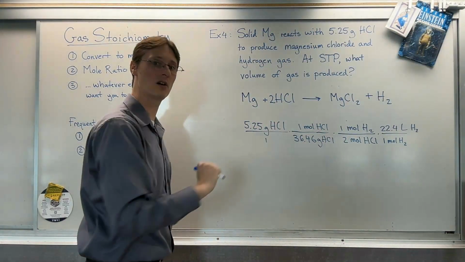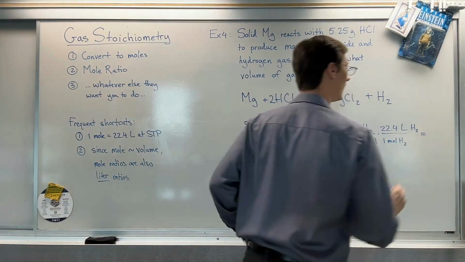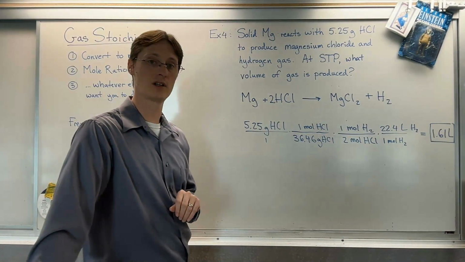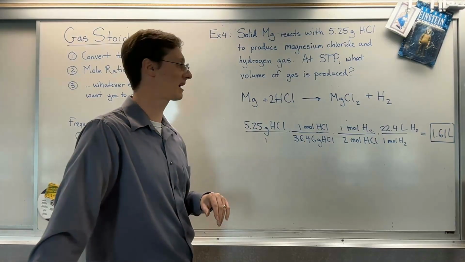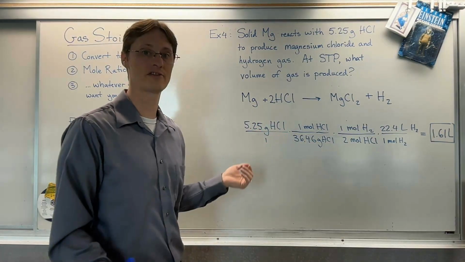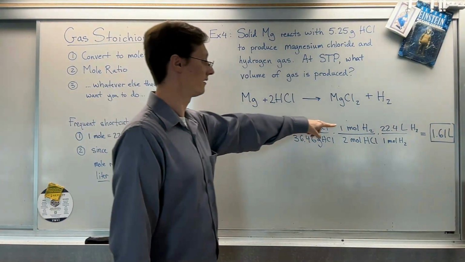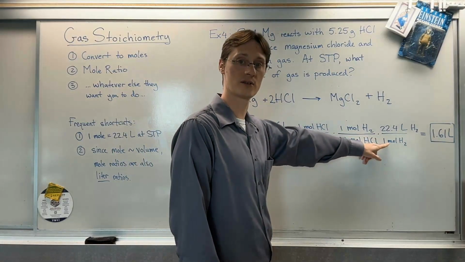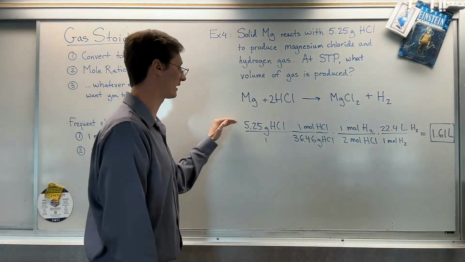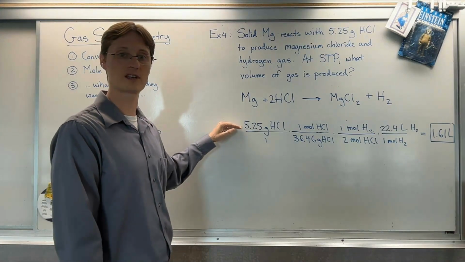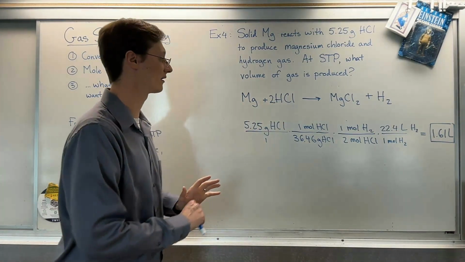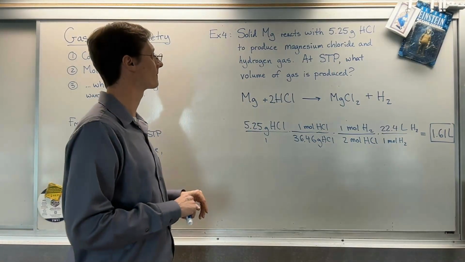So that's my work all in one line. And the calculator says, apparently, 1.61 liters, assuming I didn't make any typos. And that should be the correct number of sig figs, because remember, these are considered infinitely precise, and this is also considered infinitely precise. So really this is the smallest number of sig figs in the calculation, therefore 1.61 liters should be our correct answer.